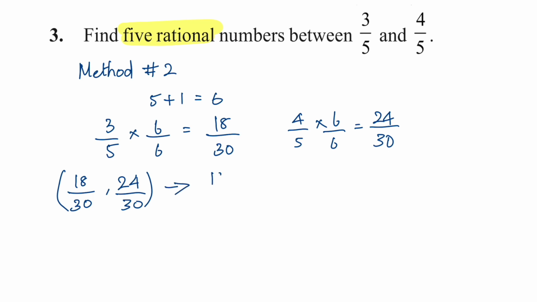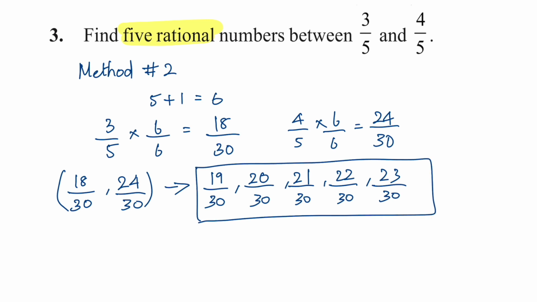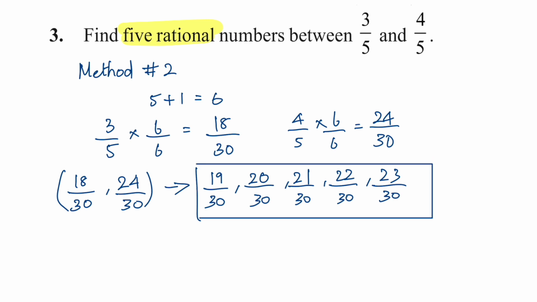Now you can just start writing: 19 divided by 30 is one rational number between that range, 20 divided by 30, 21 divided by 30, 22 divided by 30, 23 divided by 30, and that is all. 24 divided by 30 doesn't count because that itself is included in the range. So these are the 5 rational numbers between 3 by 5 and 4 by 5.